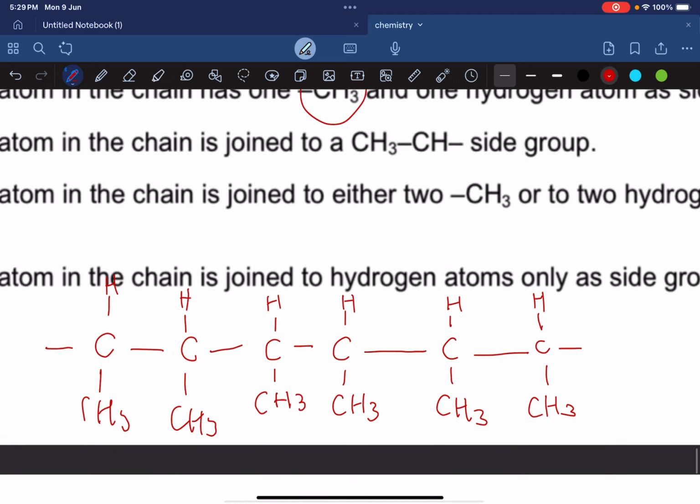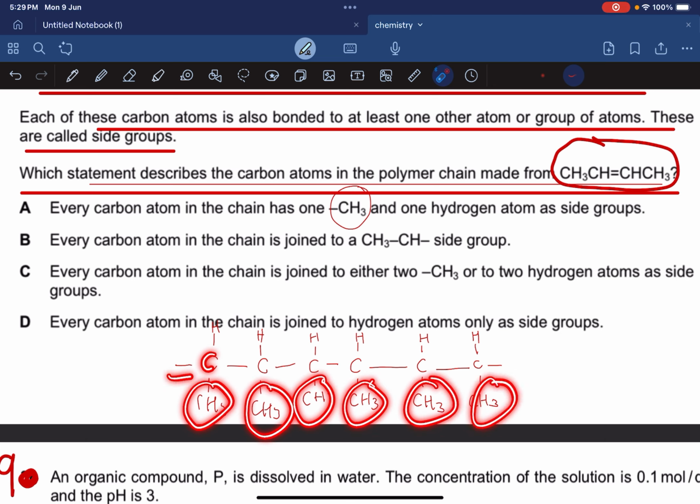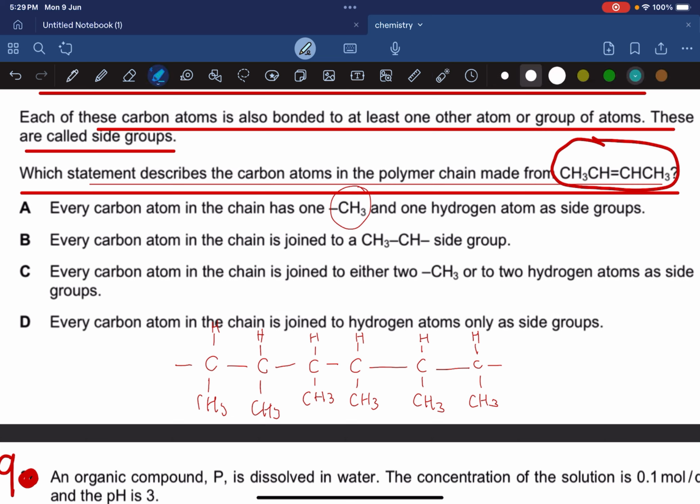If you try to notice, every carbon atom in the chain has a CH3 attached to it. The entire line has a CH3 and a hydrogen attached to it as side groups. So that makes option A the correct one. I hope you understood this. This was tricky, but you just had to know how to create a polymer.